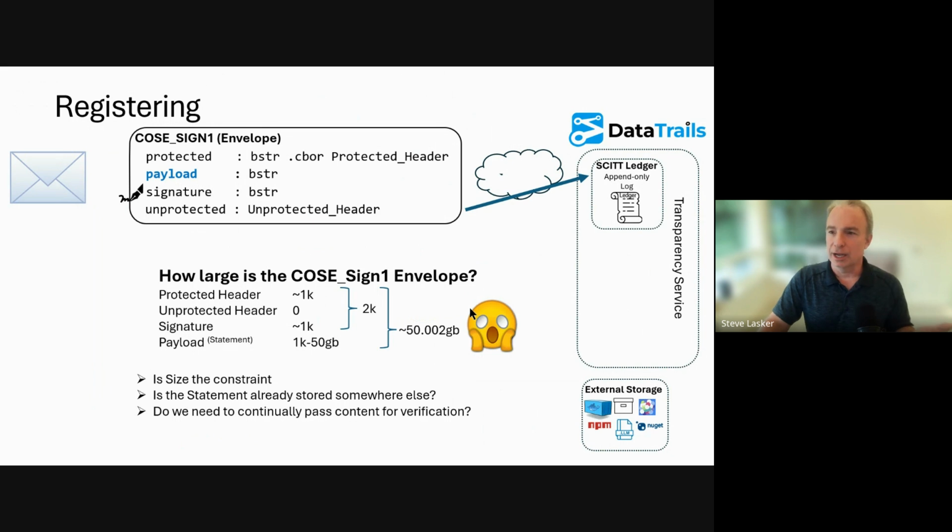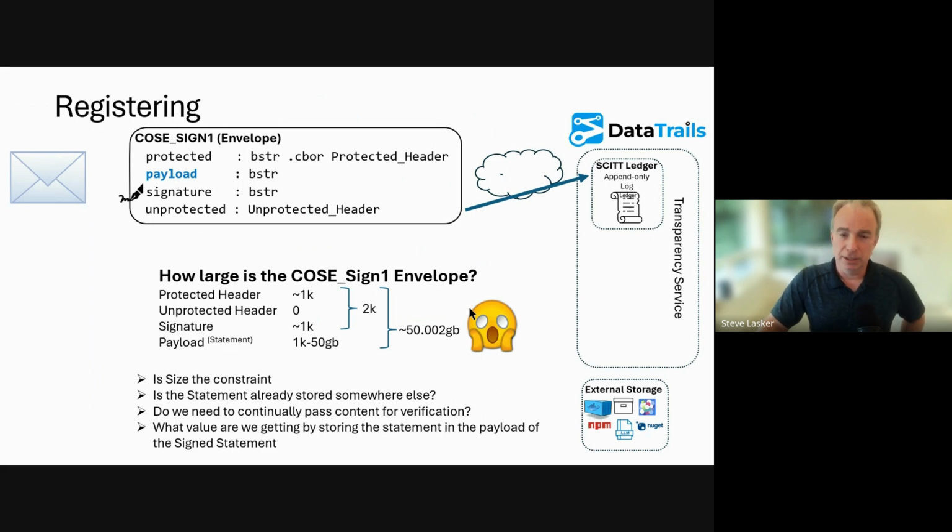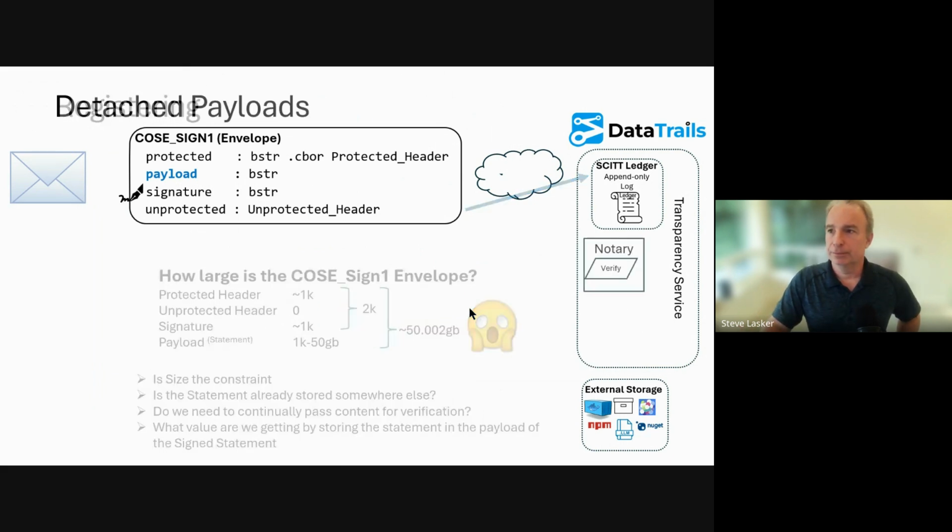But is it just the size that's the constraint? Is the statement actually already stored somewhere else, and are we starting to be duplicative of where we're trying to put statements, the content, and where is the source of truth? So it's multiple things, not just, should I want to record this yet again, but do I need to have it in another location? So what value are we getting by putting the actual content into the signed statement?